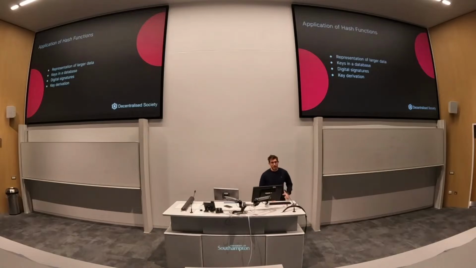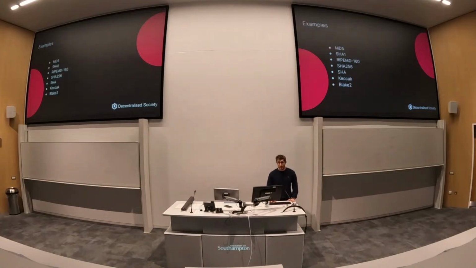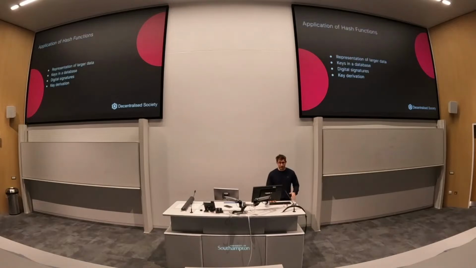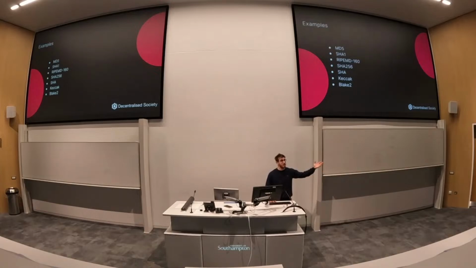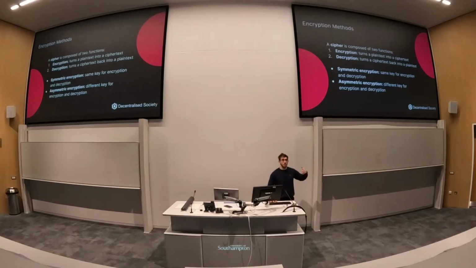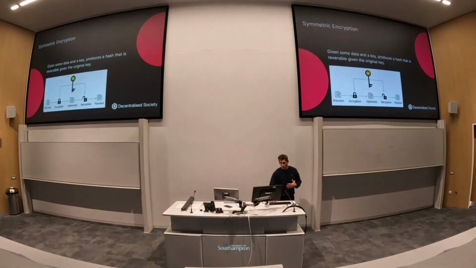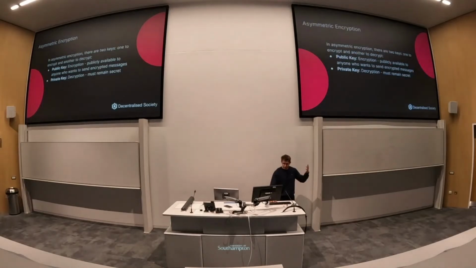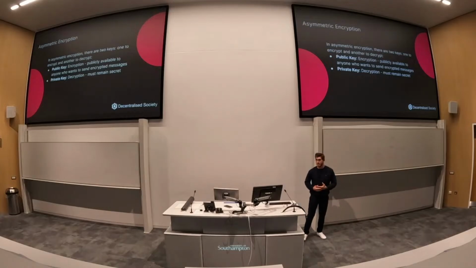Again, we saw some applications of hash functions, and we said that hash functions can also be used in blockchain networks. We gave some examples of hash functions, and we then started talking about encryption methods. We saw what a cipher is, the components of a cipher, and what symmetric and asymmetric cryptography are. In symmetric cryptography, we use just one key, while in asymmetric cryptography, we use a pair of keys, a public and a private key, where the public key is the one used to encrypt data, and the private key is the one used to decrypt data.